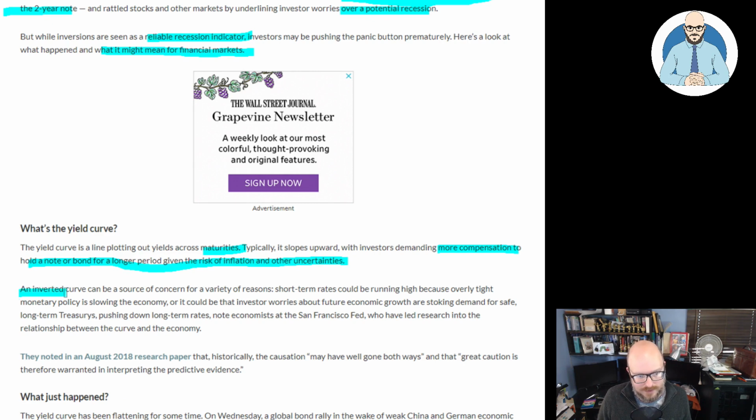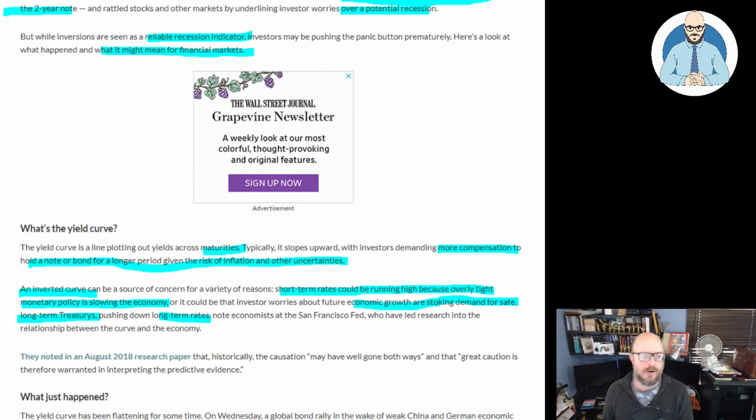An inverted curve can be a source of concern for a variety of reasons. Short-term rates could be running high because overly tight monetary policy is slowing the economy, or it could be that investor worries about future economic growth are stoking demand for safe long-term treasuries, pushing down long-term rates.